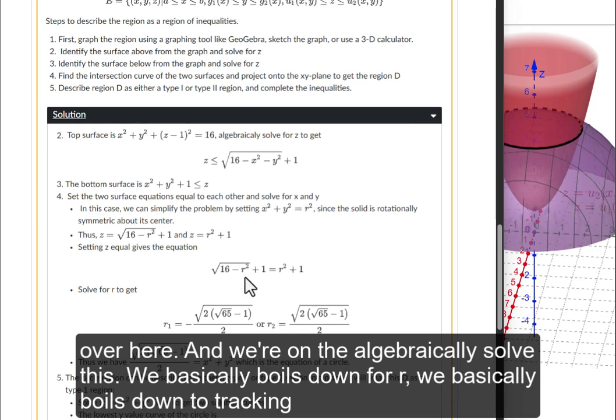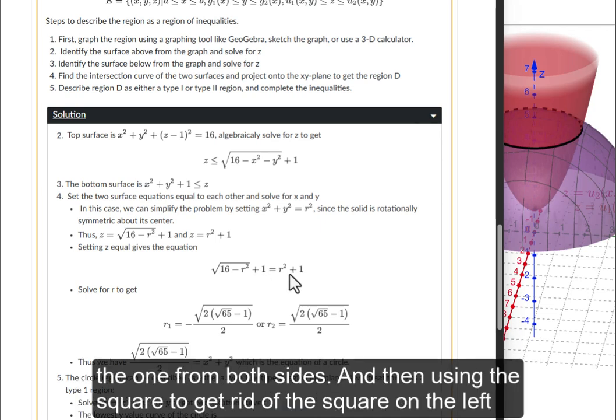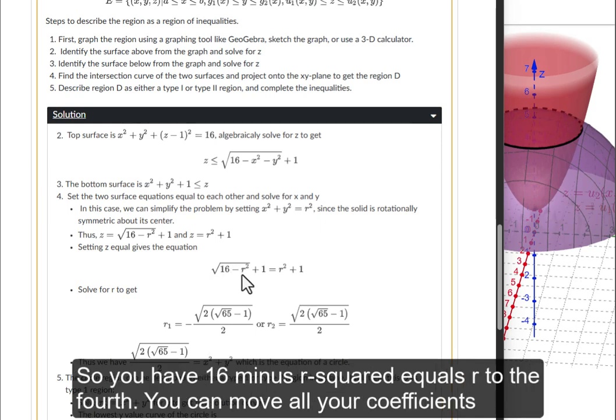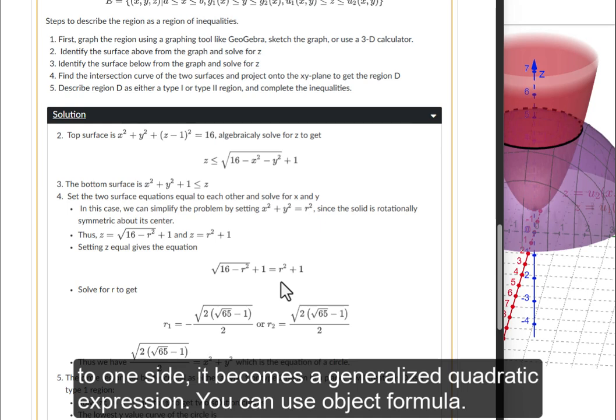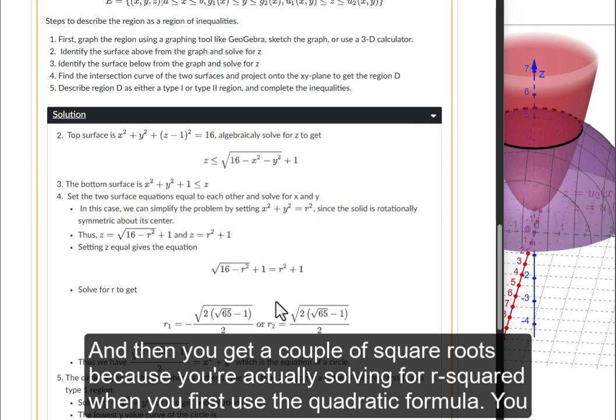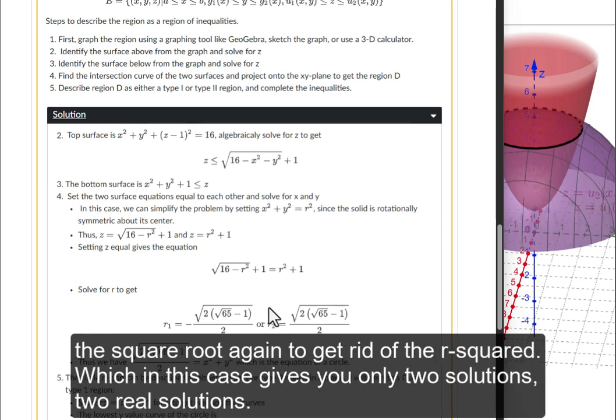squared is over here, and you want to algebraically solve this for r, which basically boils down to subtracting the 1 from both sides, and then squaring to get rid of the square root on the left, so you'd have 16 minus r squared equals r to the 4th. You can move all your coefficients to one side, and it becomes a generalized quadratic expression. You can use the quadratic formula, and then you get a couple square roots because you're actually solving for r squared when you first use the quadratic formula. You use the square root again to get rid of the squared, which in this case gives you only two real solutions.